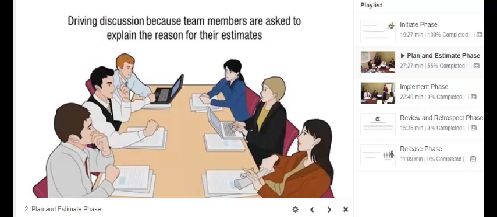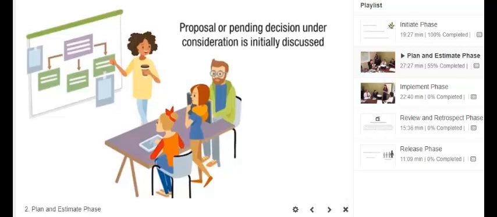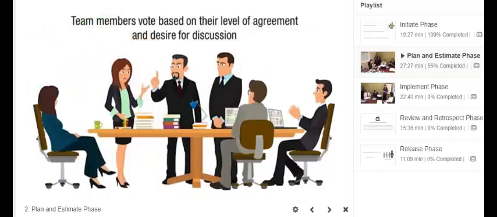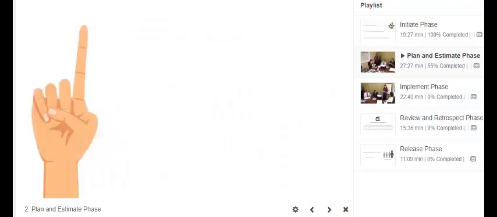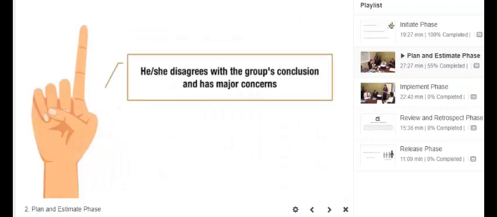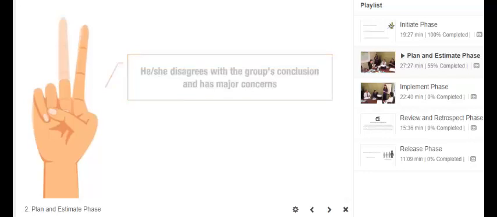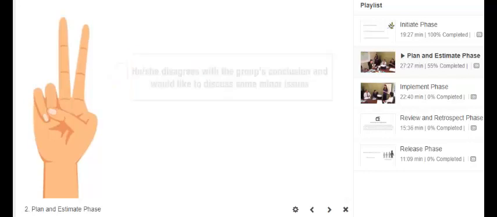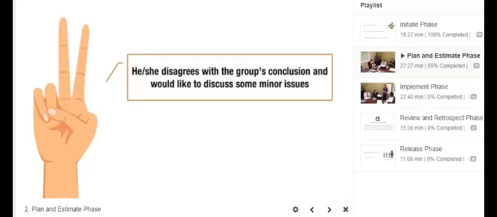Used as a general consensus building technique, the proposal or pending decision under consideration is initially discussed. Then, the team members vote based on their level of agreement and desire for discussion. If a team member raises one finger, it means he or she disagrees with the group's conclusion and has major concerns. If a team member raises two fingers, it means he or she disagrees with the group's conclusion and would like to discuss some minor issues.